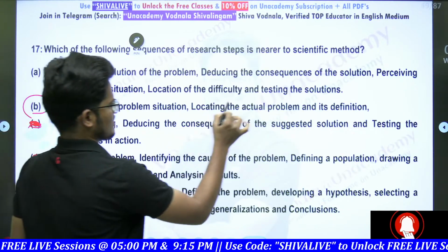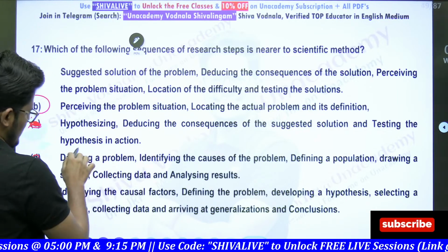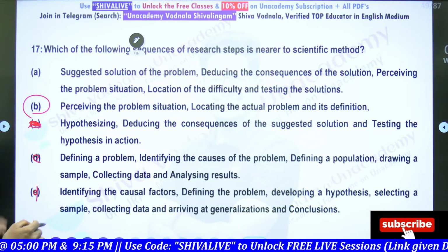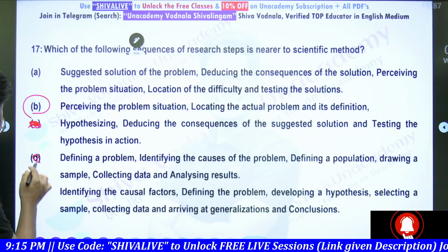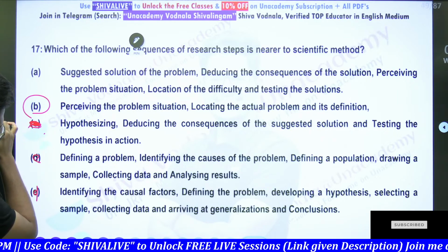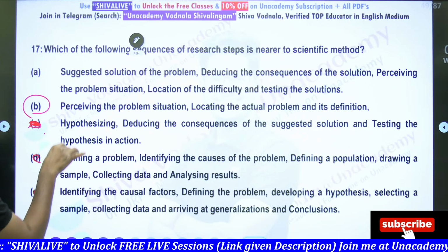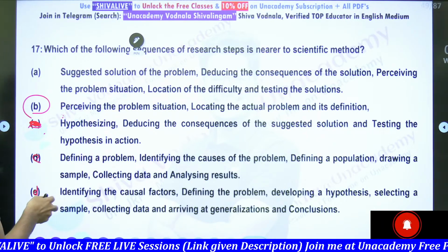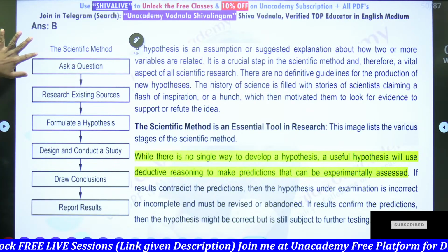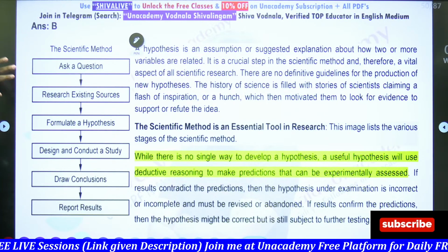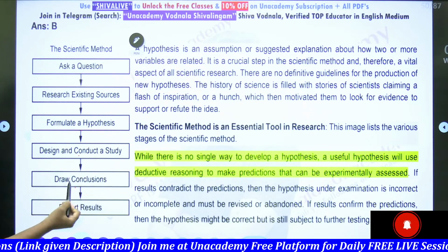Perceiving the problem situation and locating the actual problem, hypothesizing a suggested solution and testing of that hypothesis and final conclusion. This is the appropriate one which is given as per them, right? Because others are not giving a proper sequence. So this is the proper sequence, which is just a typo error. If it is a scientific method, we need to ask a question, observe first, later research existing resources, which means a literature review, hypothesis, design, conclusion, reporting.